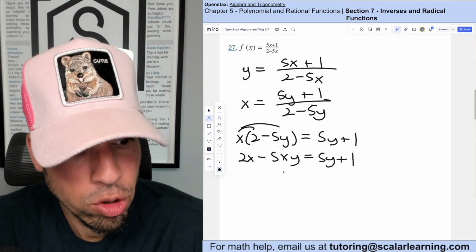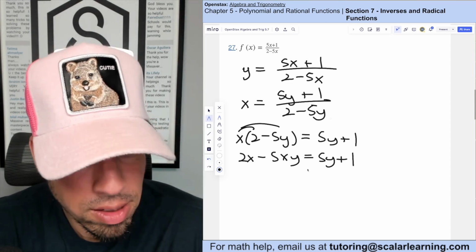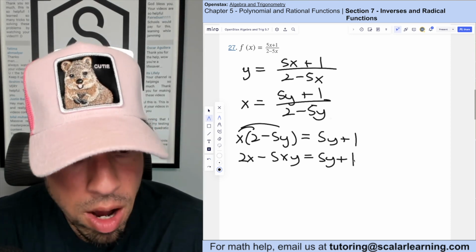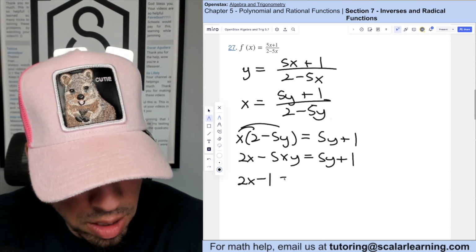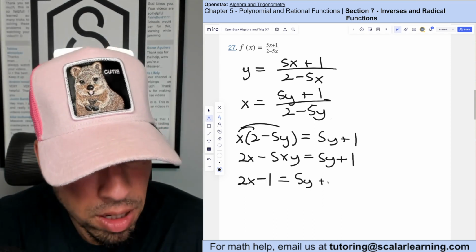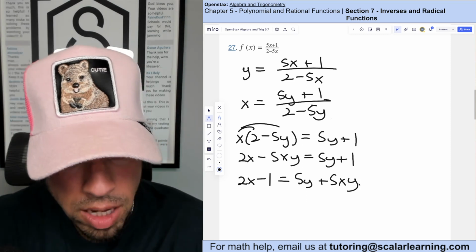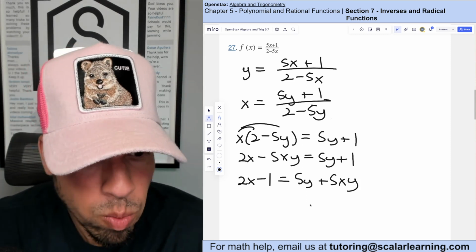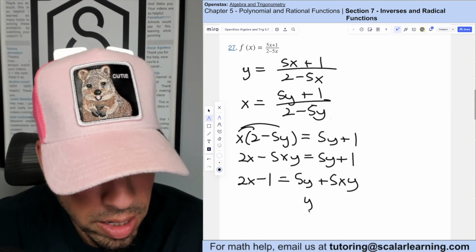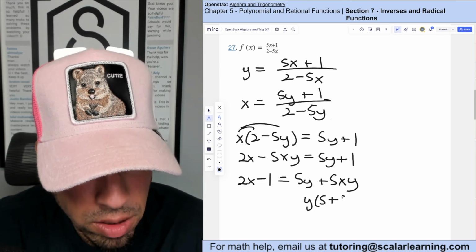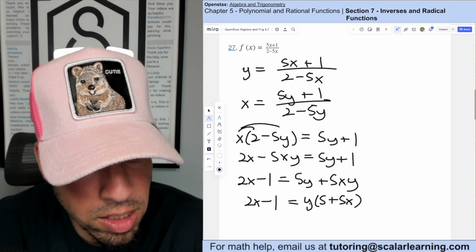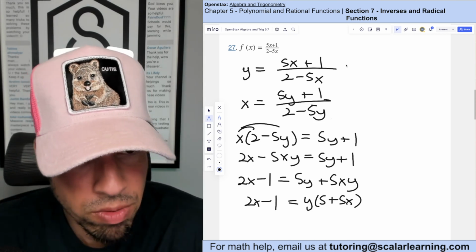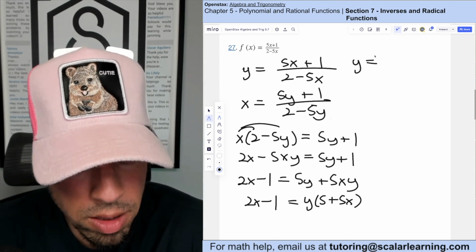So what we're trying to do here is we're trying to get the y's together and isolated. So I'm going to add 5xy while simultaneously subtracting 1. So now I got 2x minus 1 equals 5y plus 5xy. Now this is great because I can factor out a y from the right-hand side. So then I got 5 plus 5x equals 2x minus 1. Last but not least, I'm going to divide both sides by 5 plus 5x. I'm going to do it over here. I'm going to also put y on the left side.